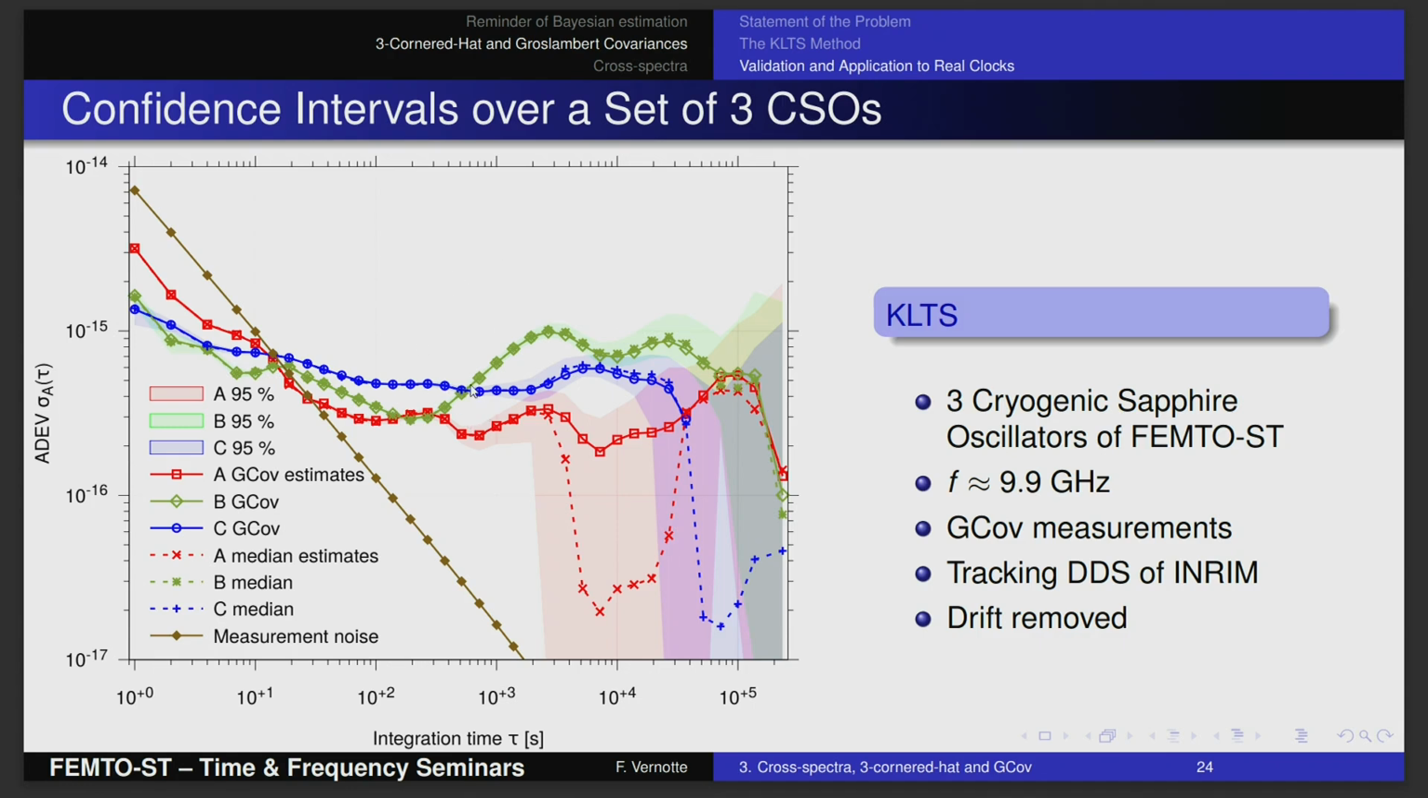It's the comparison of 3 CSO femto, and you see that here you have the measurement noise, which decreases very quickly, and you also have the uncertainty, which is given by the colored area, in pink here, in blue here, in green here, and you see what we can say about that.